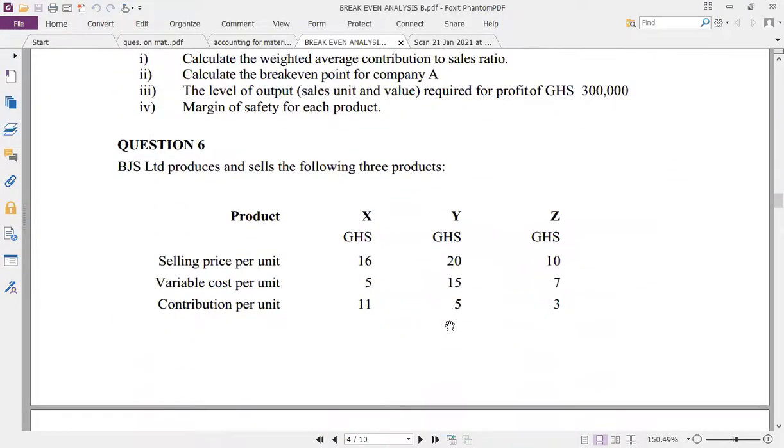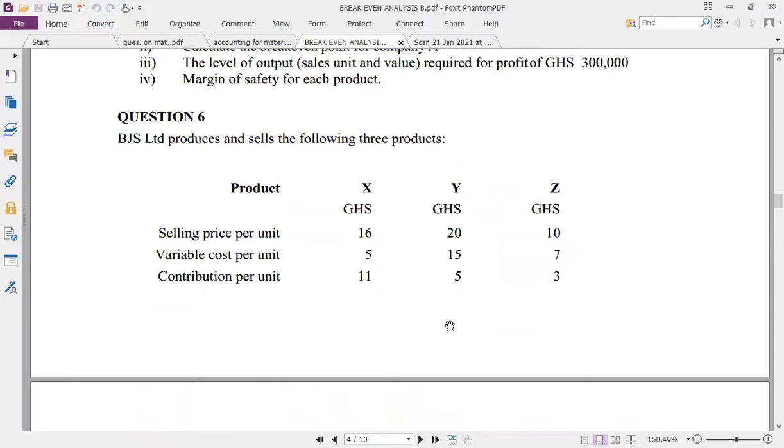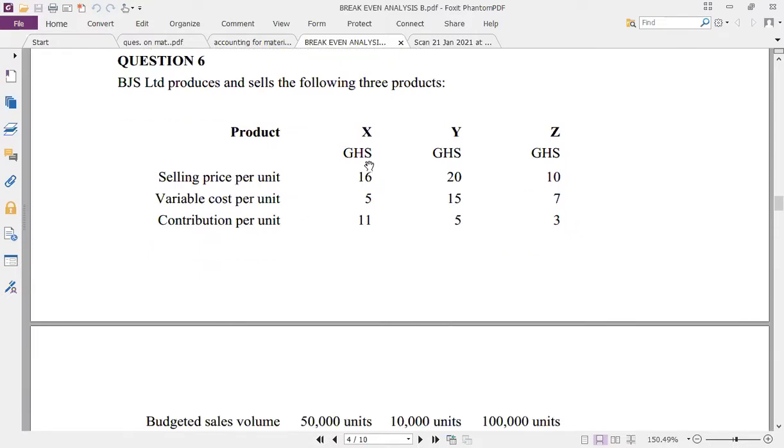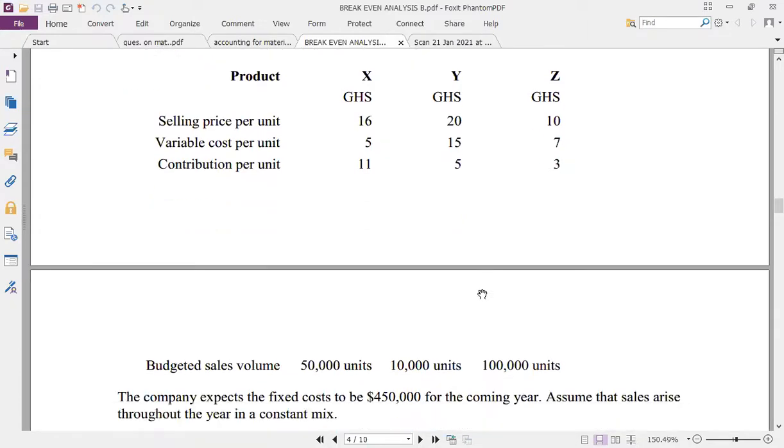So let me go to question 6. DGS Limited produces and sells the following products: X, Y, and Z. Selling price per unit, all of them are there. Variable costs per unit, all of them too are there. Contribution, this exam is not too hard. He has covered the contribution for you. Check whether they've got some of them wrong: 16 minus 5, that's 11. 20 minus 15, 5. 10 minus 7, 3. So correct. Let's move on.